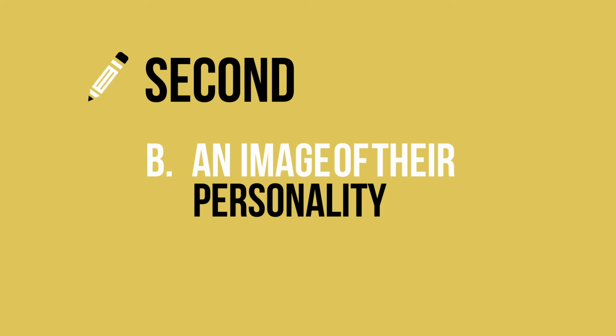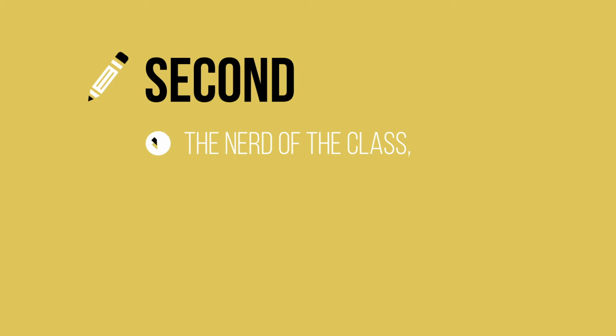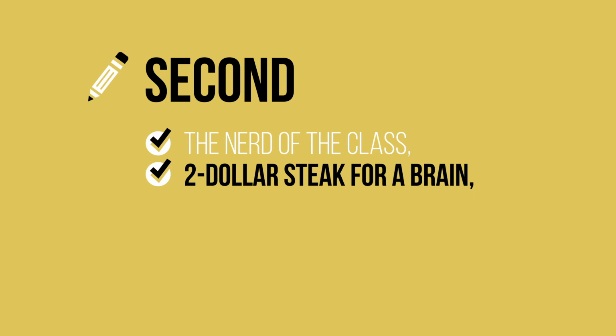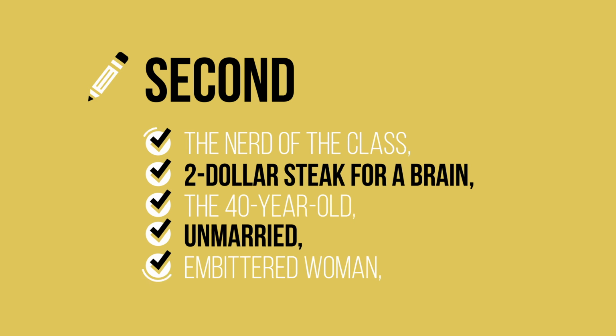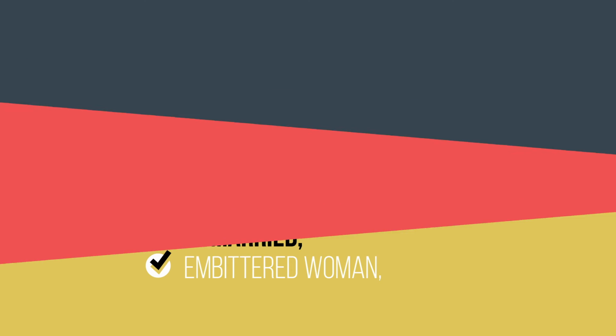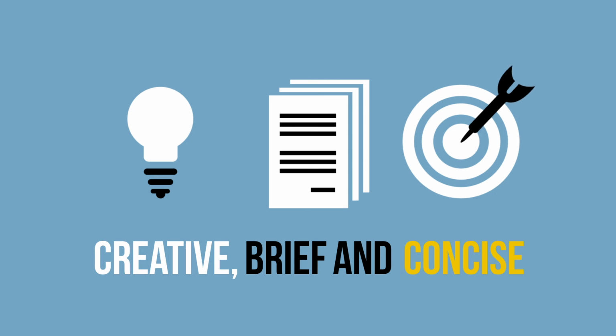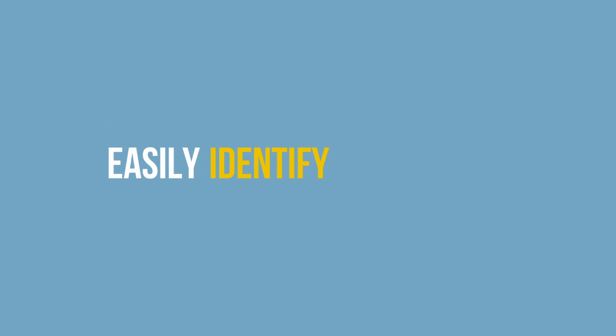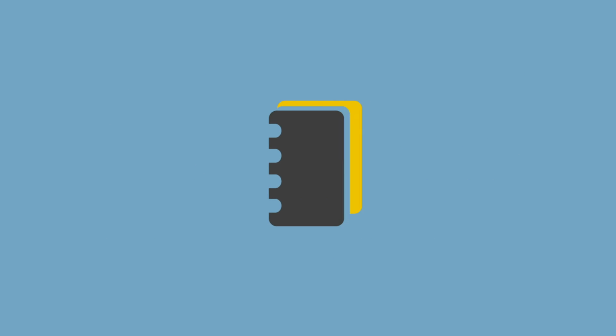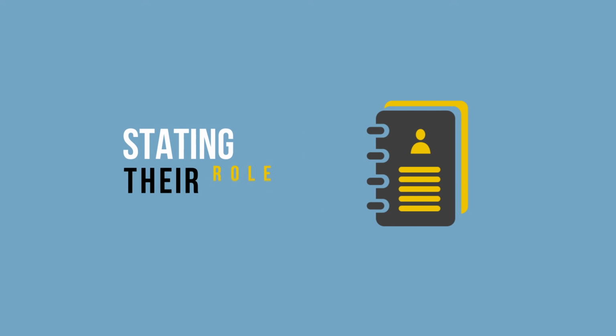B, an image of their personality, for example, the nerd of the class, or the guy who has two steaks for a brain, the 40-year-old unmarried embittered woman, etc., etc., etc. There are no rules, just be creative, brief, and concise. Give visual or mental references that anyone can relate to or easily identify in daily life. Then, write a sentence or two stating their role.